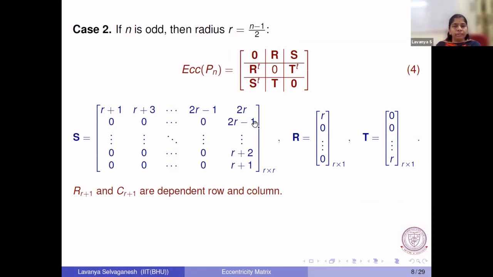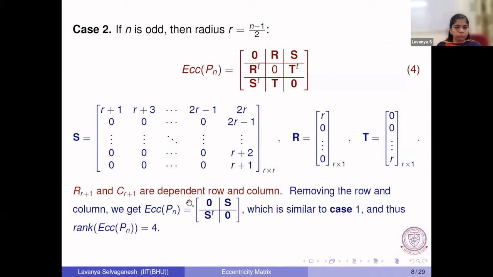Again, we have a similar looking structure, except that the entries differ a little bit. Here the first r rows, the first block, is 0. Taking r to be n by 2, we can look into the central vertex, and we have this structure. We can immediately see that the r plus 1th row and the r plus 1th column are dependent. So deleting this row and column, we get a block matrix structure which looks like this, similar to the case 1 structure. And again, we can see here that the rank is 4.